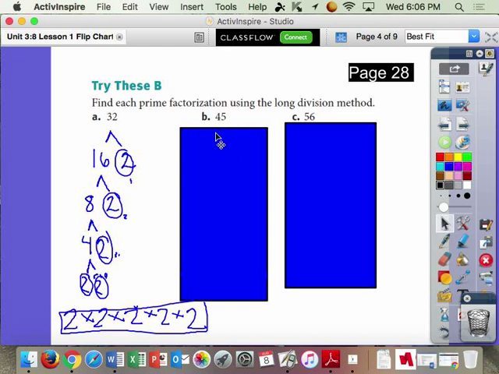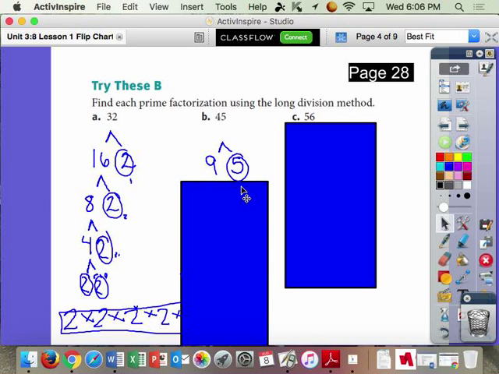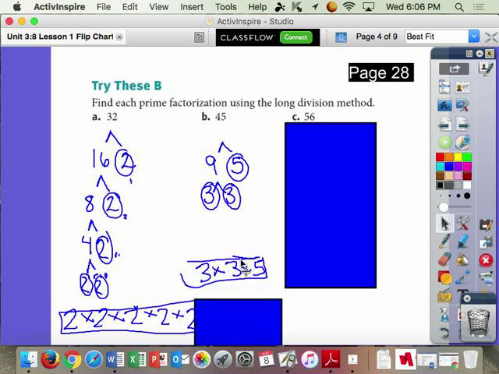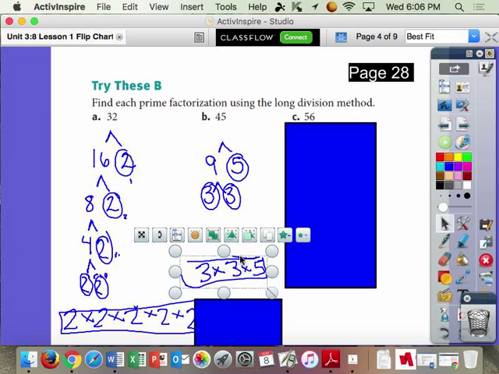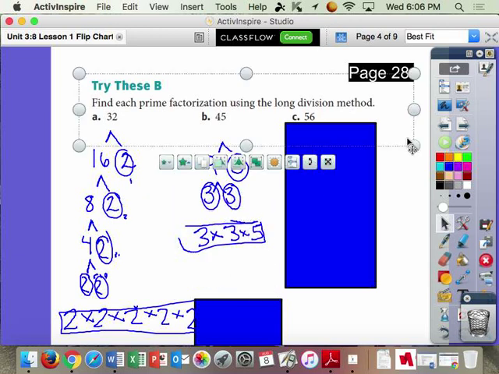All right? For 45, you could have used 9 and 5. You could also use 15 and 3. All right? So 9 and 5. 9 breaks down to 3 and 3. So that would be 3 times 3 times 5. All right? What about 56?